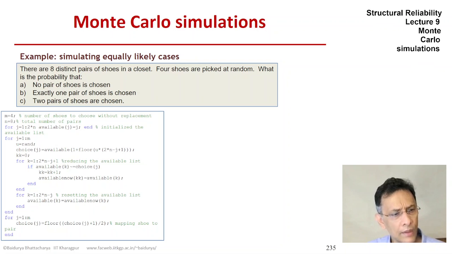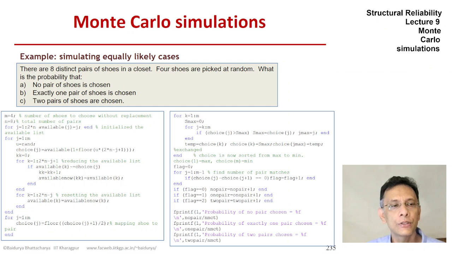circulation. And once that is done, we just map the chosen shoes to the pairs they came from, and then make a simple comparison as to if there is any pair match, if there is 1 or 2 or none. So then if we do it enough number of times, we can get a good enough approximation to the classical probability, provided we have coded the logic correctly.